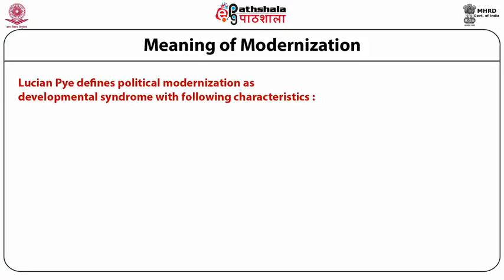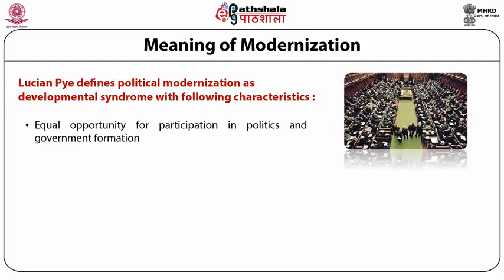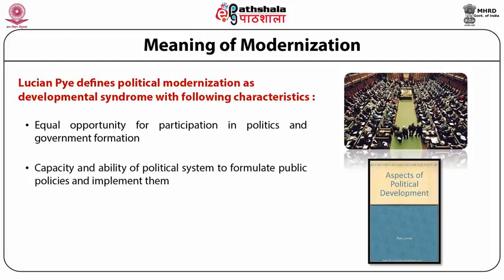The first feature of political modernization, according to Lucian Pye, is equal opportunity for participation in politics and government formation. It implies that every citizen, irrespective of his caste, class, gender, ethnicity, race, language, is equally entitled to participate in politics and the decision-making process of the government. The second important characteristic feature of political modernization is the capacity and ability of the political system and its institutions to formulate public policies and implement them.